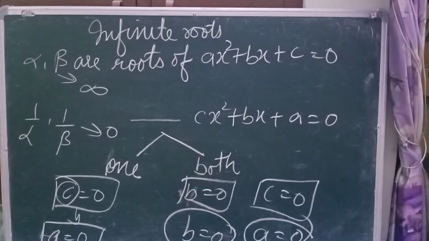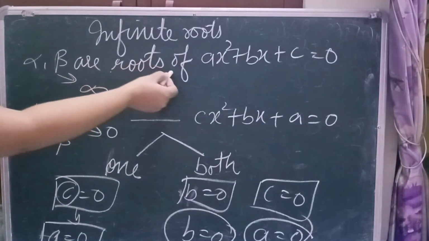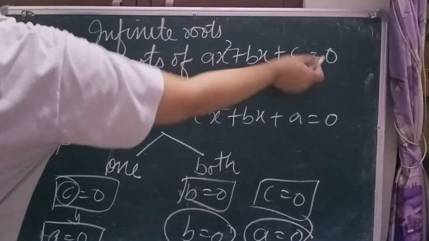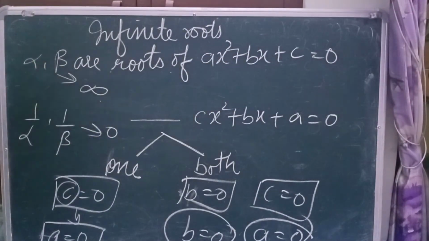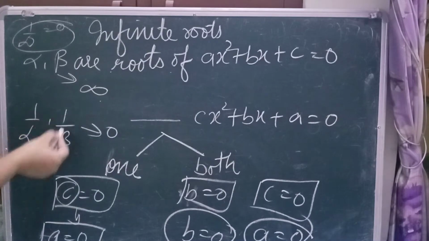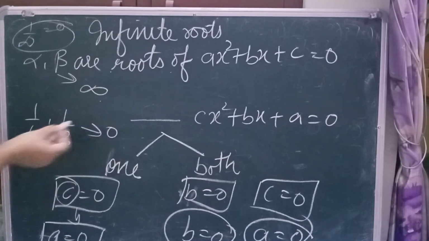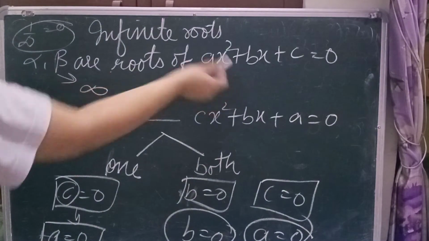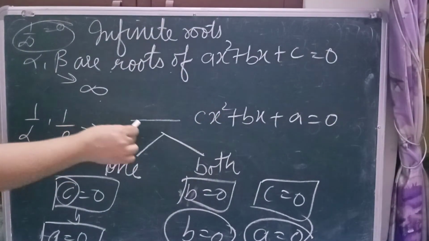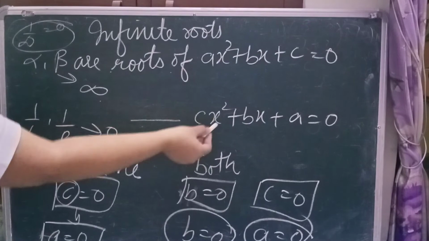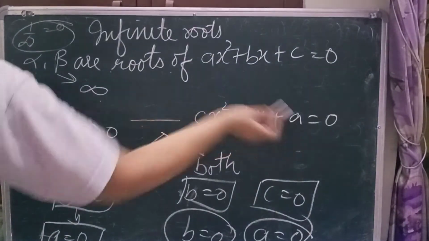Here I am telling about when it is given that the roots are infinite. We will talk about both types, if either one root is infinite or both roots are infinite. If I am saying that alpha and beta are the roots of the quadratic equation ax square plus bx plus c equal to 0, where alpha and beta are infinite, then we can say 1 upon infinite is considered as 0. So here I can write 1 upon alpha and 1 upon beta may be equal to 0. If alpha and beta are the roots of this equation, then 1 upon alpha and 1 upon beta will be the roots of its reciprocal equation, that is cx square plus bx plus a equal to 0.